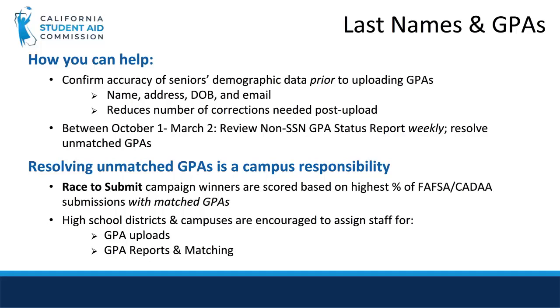The Race to Submit is calculated from the number of matched GPAs compared to senior enrollment. The dashboard will initially display senior enrollment for the previous year. However, winners of Race to Submit will be based off of current year senior enrollment once the California Department of Education provides CSAC with updated numbers, which is usually around March or April.